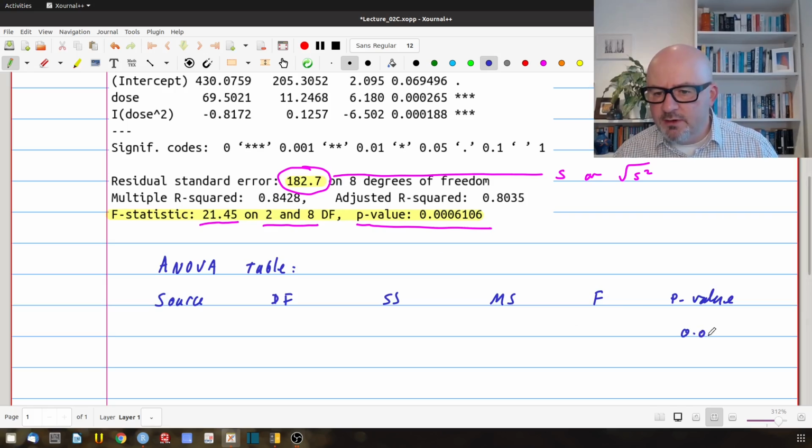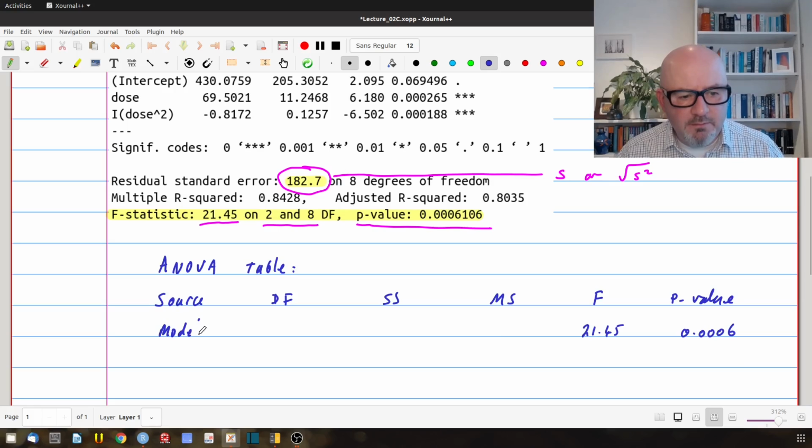Well, the p-value is here. It's 0.0006 as we've seen before. The F ratio is here. It's 21.45. Now, I think I can fill in the value for a couple of other entries in the table, and from that get everything else that I need. So we have one of the sources, of course, is the model. We have the error, and in fact I'll also get the total.